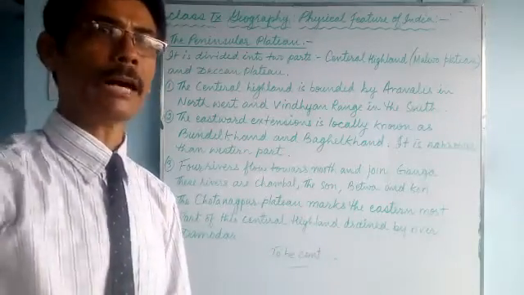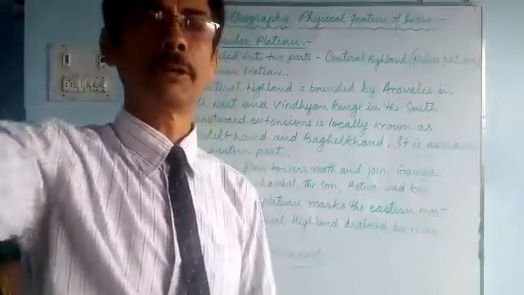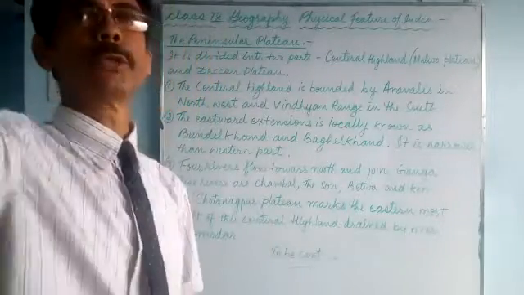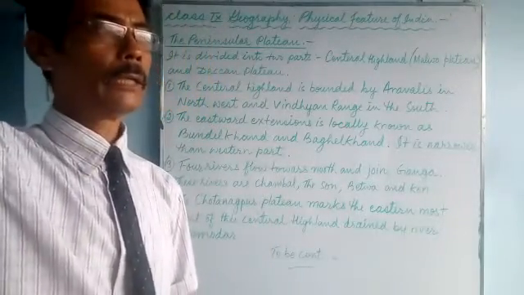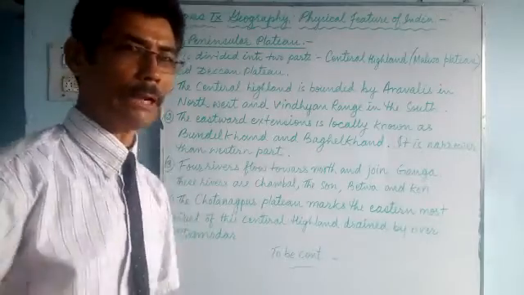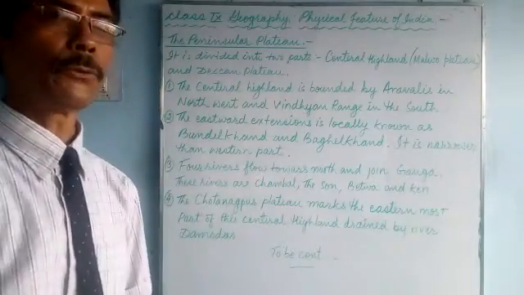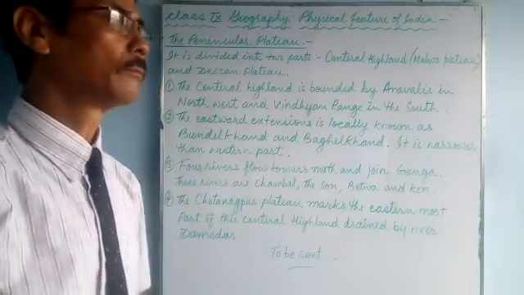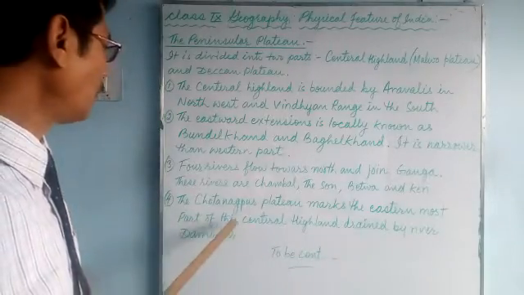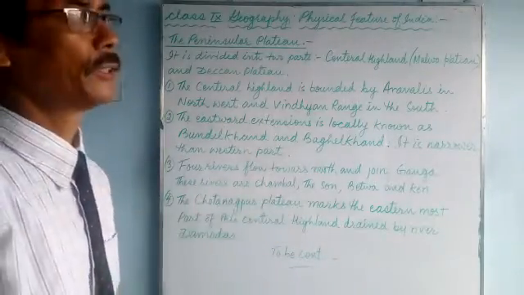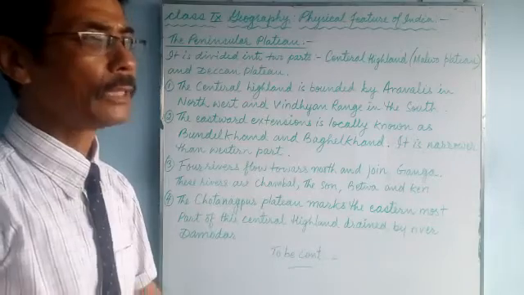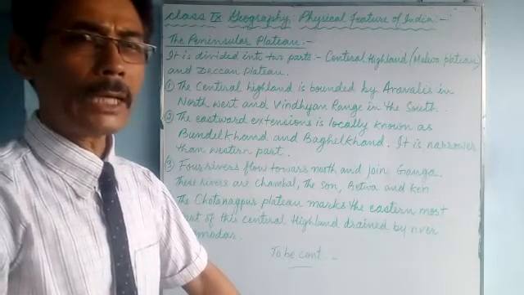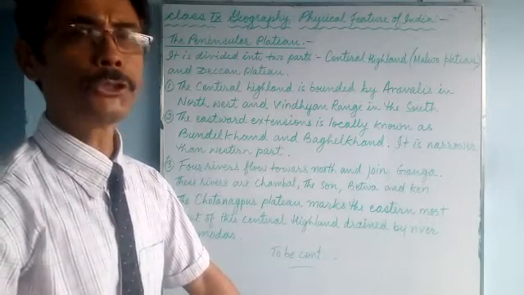There you will find River Damodar, which flows towards the east, inside Odisha, towards the Bay of Bengal. So now, this is about the Central Highlands. Now we'll talk in our next class about the Deccan Plateau, which is more important.